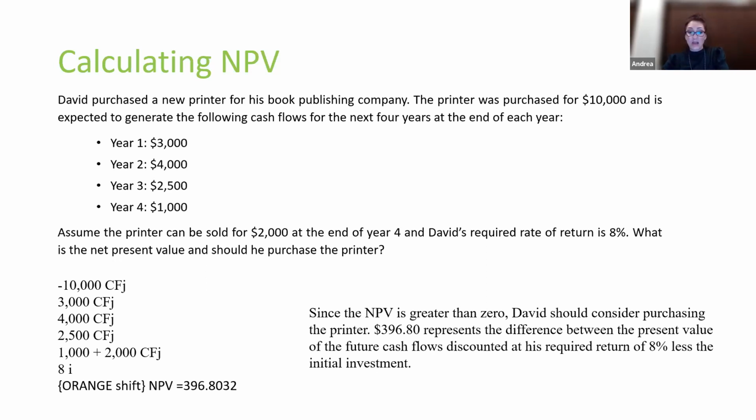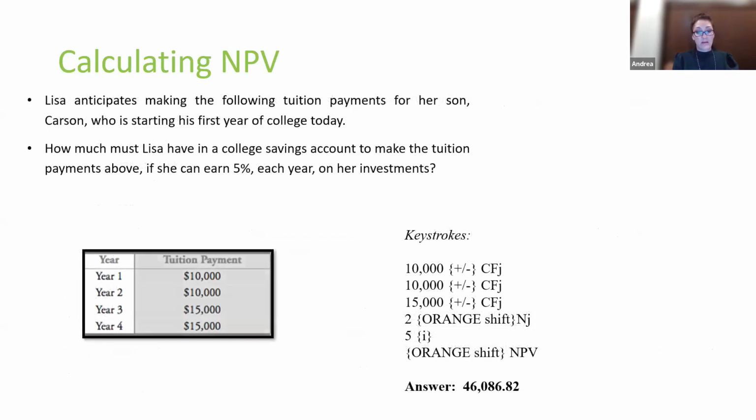Now the net present value is greater than 0. So that means that he should consider purchasing it, right? Because it's positive. Everyone good? All right, let's look at another one.